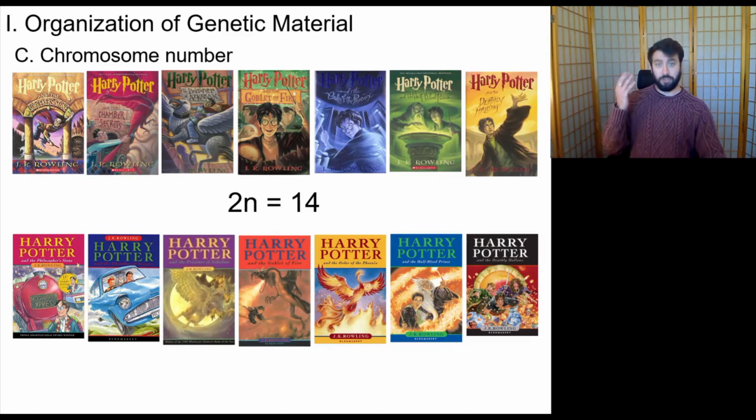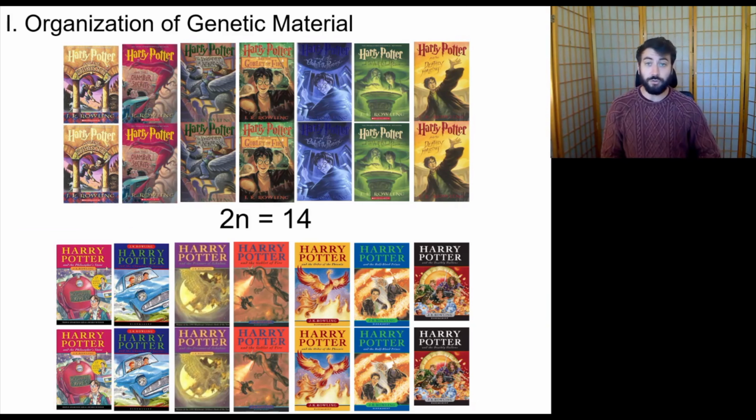It would be like you take your two versions of the series, the American and the British version, and you photocopy them. Our ploidy in this case is still 2n equals 14 because we haven't introduced any new versions or any new text or any new slang, right? We just have copies of the same existing versions.